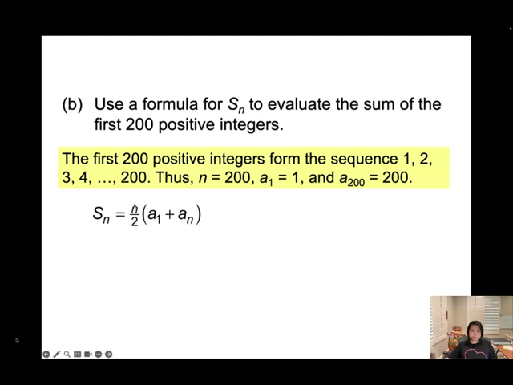First term plus the last term, times the number of the terms, and then divided by 2. Plug it in, you're gonna get 20,100.